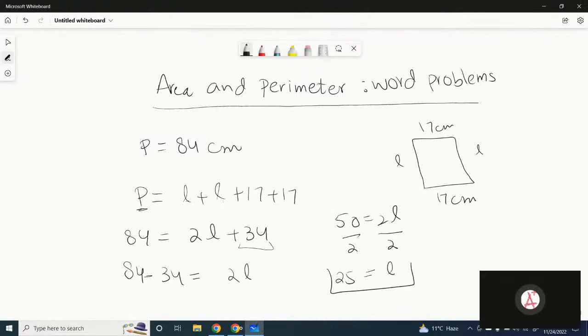That means the length of each side is 25, this is 25, this is 25. And when you add all four sides, the perimeter is 84 centimeters. Got it? Got it, everyone? Please use the live chat option. If you have any questions, just write them in the chat box. I'll answer all your questions if you have any.